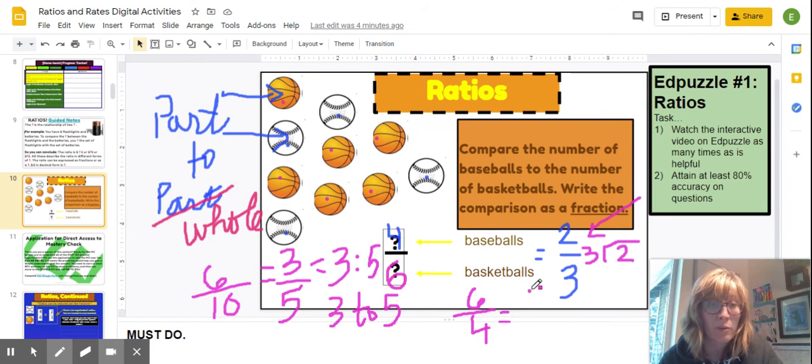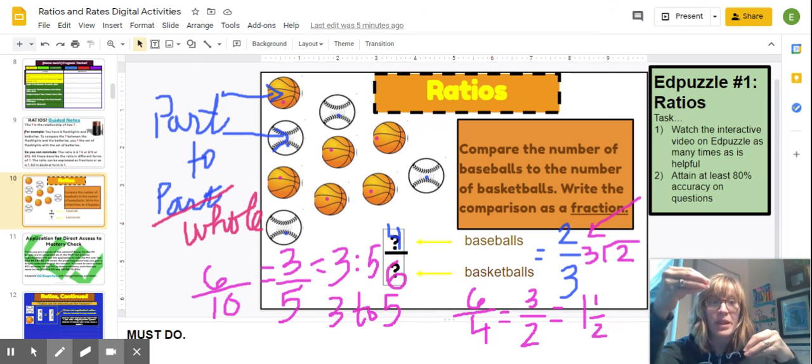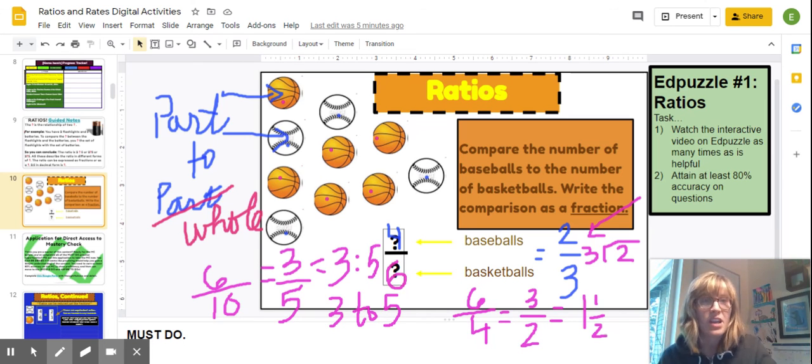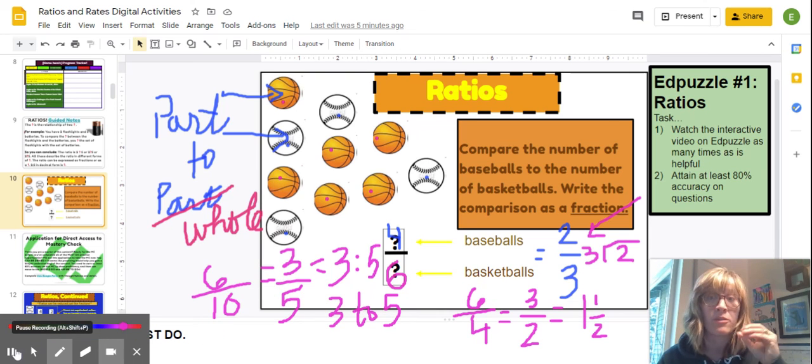This becomes a 3 to 2 ratio, which ends up having a whole. You could actually turn this into a mixed number and say it's 1.5 in reduced form. The ratio of basketballs to baseballs is then 1.5. So the order in which you put the numbers you're comparing very much matters, and labels very much matter. So this is thinking about ratios.